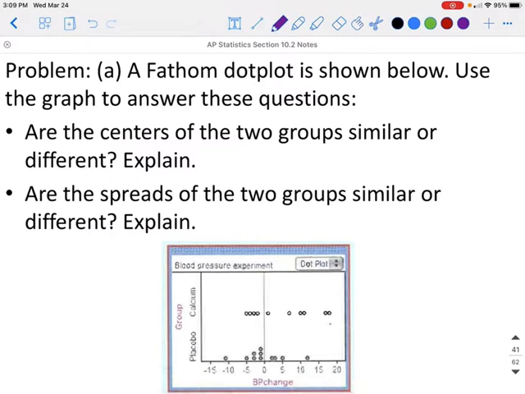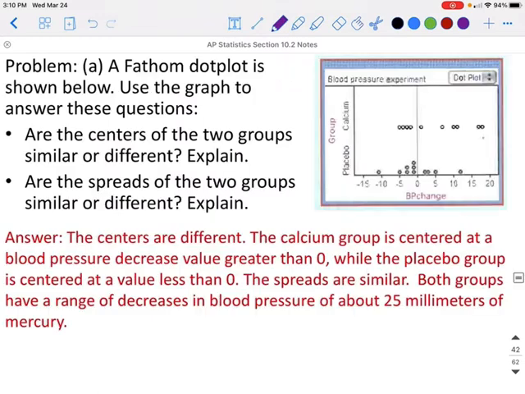The calcium group is centered at a blood pressure decrease value greater than 0, while the placebo group is centered at a value less than 0. So as you can see, the center of this one is less than 0. The center over here is definitely greater than 0. The spreads are similar though. If you look at how big this spread is, those spreads are the same. Both groups have a range of decrease in blood pressure of about 25 millimeters of mercury.